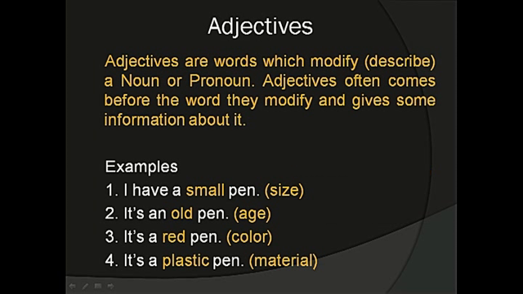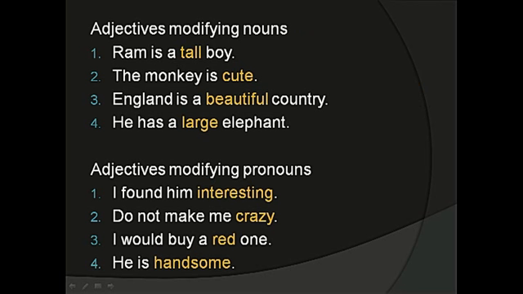Adjectives. Adjectives are words which modify a noun or pronoun. For example, it is an old pen. Old is an adjective. It's a red pen. Now its quality is its color and it is red. There are more examples for you. Ram is a tall boy. So tall is an adjective. The monkey is cute. Monkey is a noun and cute is an adjective. So these were the examples of adjectives modifying nouns.